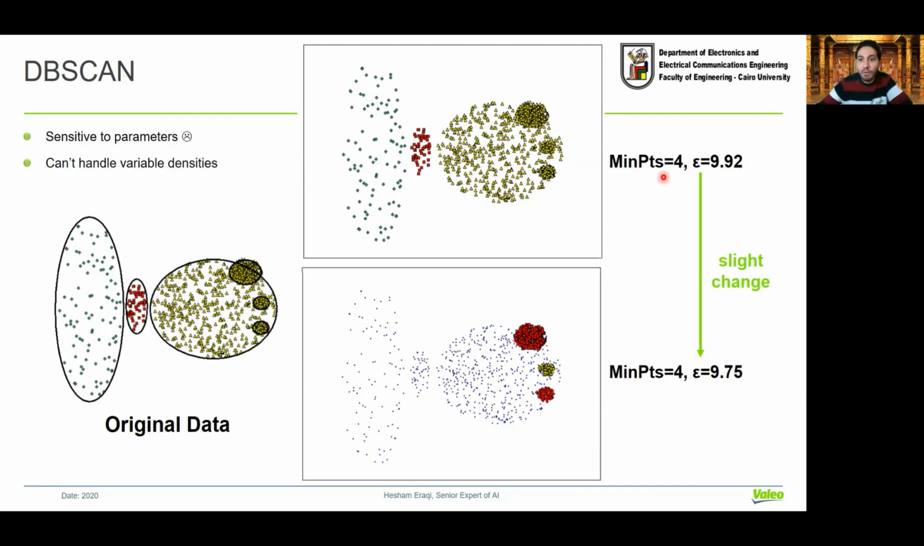By setting minimum number of points to 4 and epsilon to 9.92 and running the algorithm on that data, we can obtain that result here. Okay, it's not very bad, but when you do a very slight change to the epsilon value, so it becomes 9.75, as you can see, we obtain a completely different clustering outcome. Okay, so this is a very major drawback of the DBSCAN algorithm, and also it motivates the idea that we need a proper method to be able to estimate the value of epsilon.